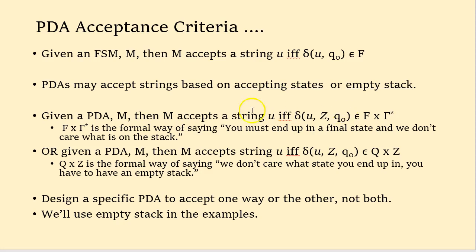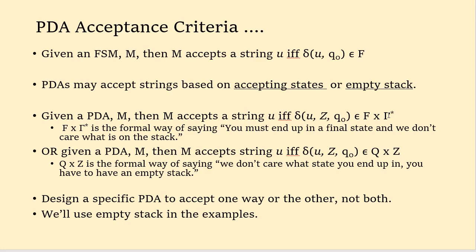So we're saying for the accepting state criteria, you would accept a string by running the transition function, processing the string U, starting with the empty stack, starting with the initial state, and you have to end up in, remember, we don't just end up in a state anymore, we have a state and a stack configuration, so I have to address both of those. If you end up in a final state and we don't care what the stack configuration is, that would be accepting based on final states.